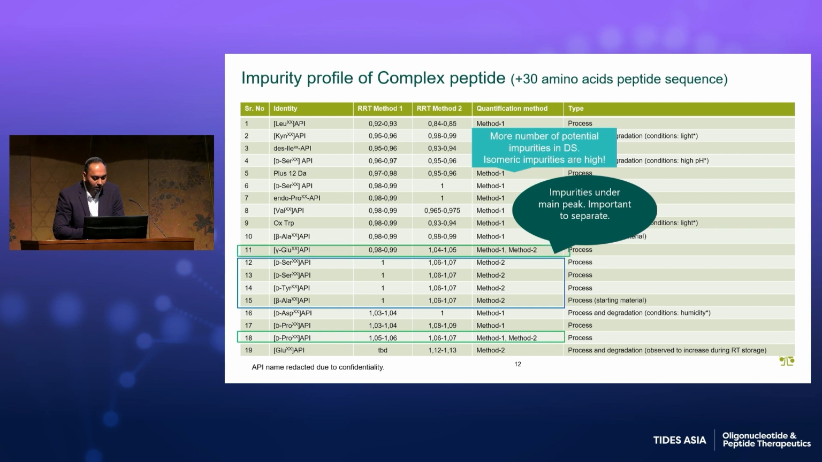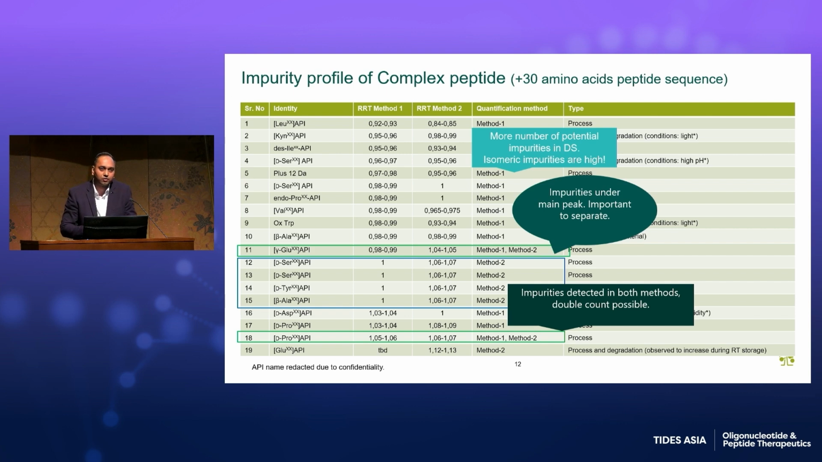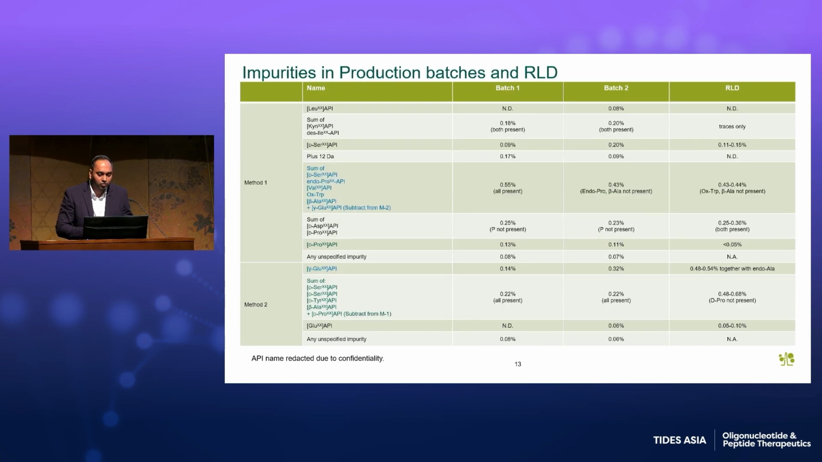And there were 2 impurities, gamma glue and dipro. These 2 impurities were co-eluted in both the methods, so double count was possible. So we need to take care of all these issues: right quantification of total impurity, individual impurity quantification, as well as the purity quantification. So these are the batch data compared with RLD.